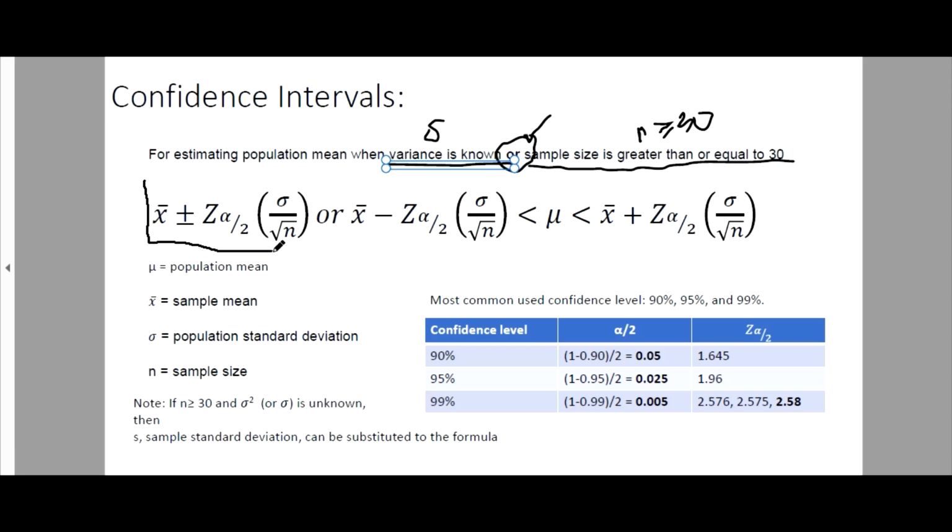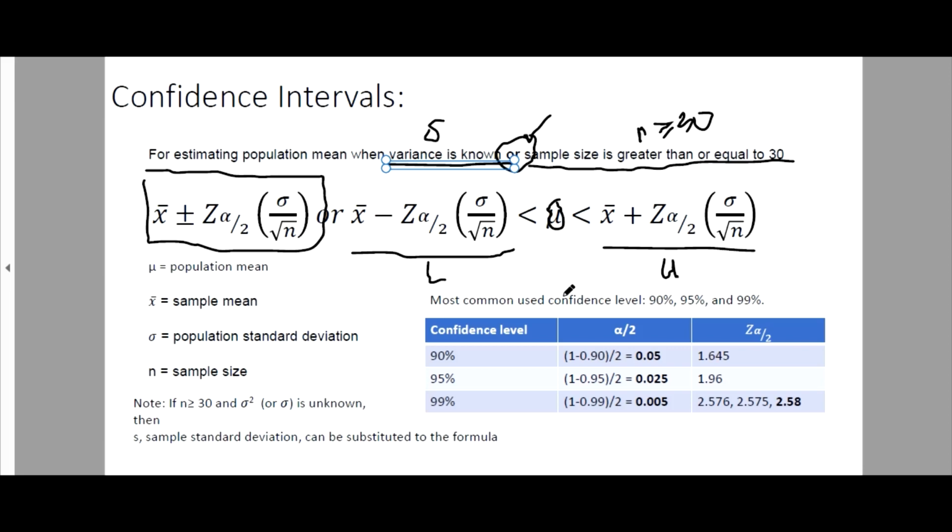So we have this as our formula. It's plus and minus because the minus is for our lower limit, this one, and this plus sign is for the upper limit. And of course, the population mean being estimated is at the center.